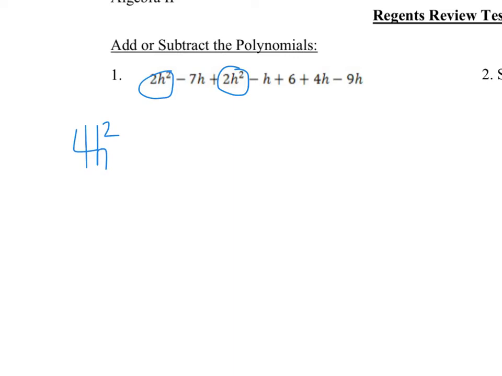And then the next like terms I see are the negative 7h, the negative h, the 4h, and the negative 9h. Combining those coefficients, you'll get negative 13h. And then the final thing, well, nothing combines anymore, is 6, so I'll just add that to the end.